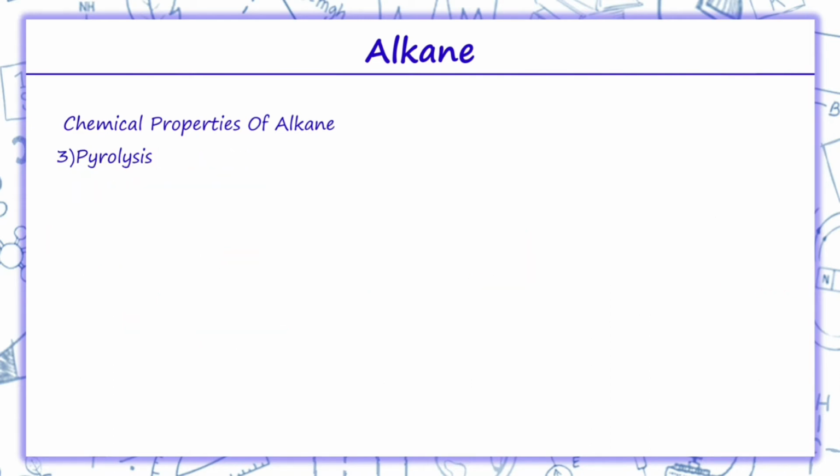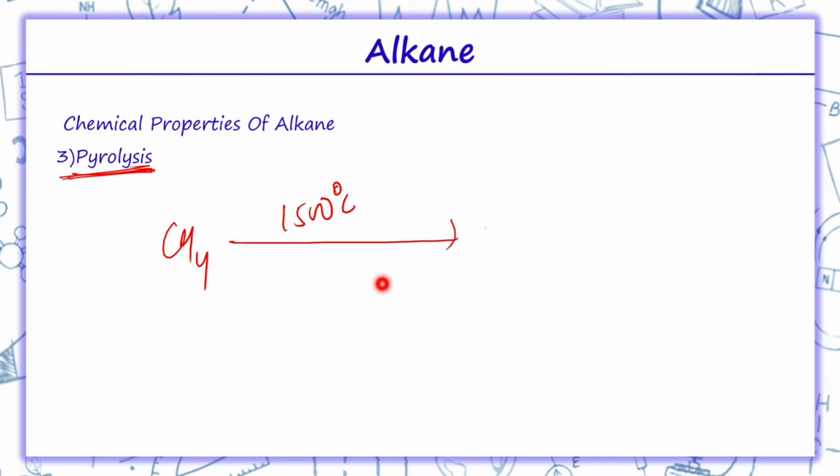Next chemical property, the third chemical property, is pyrolysis. Pyrolysis is basically the thermal or catalytic decomposition of alkanes in the absence of air at high temperature. We are taking alkanes, and alkanes are broken down at a high temperature, 1500 degrees Celsius, in the absence of air. It is known as pyrolysis.